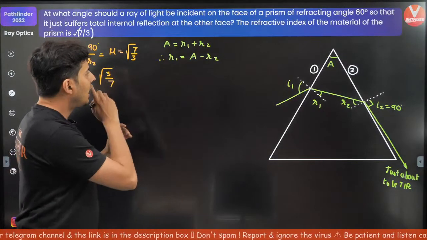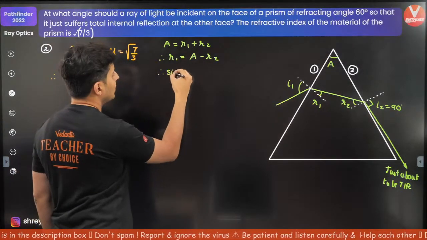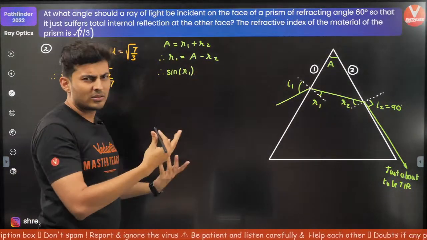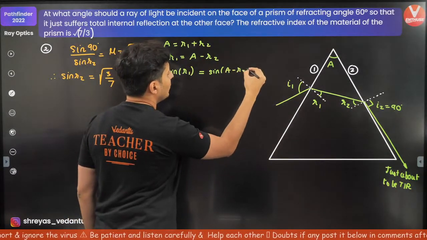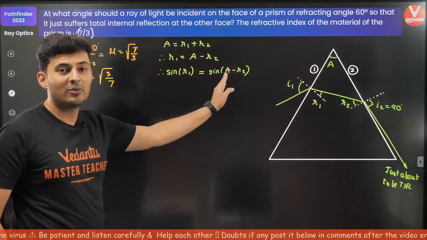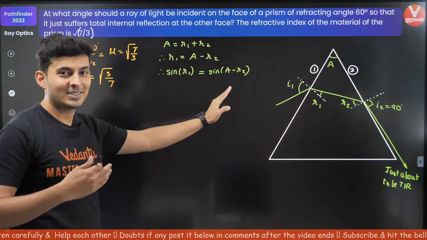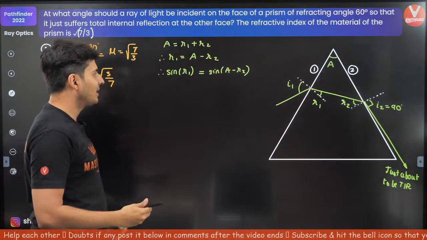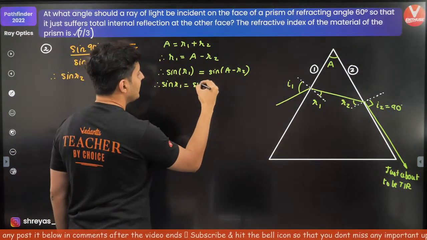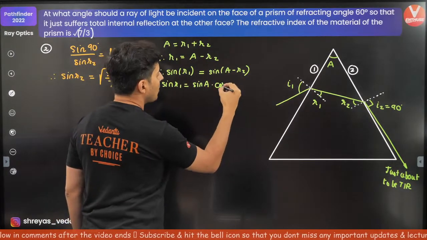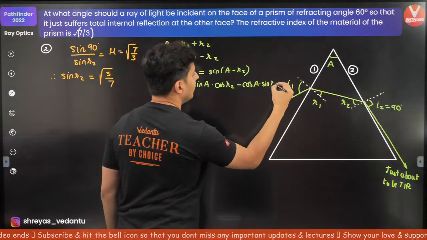Let's try this out. How do I find this? Well, simple. Take sine on both sides. So sine of R1, you could also take cos, it really doesn't matter, is equal to sine of A minus R2. Now, do I know the formula for sine of A minus B? Hell, I do. Sine of A minus B is sine A cos B minus cos A sine B, right? Standard addition subtraction formulas. So sine of R1 will be sine of A into cos of R2 minus cos of A into sine of R2.